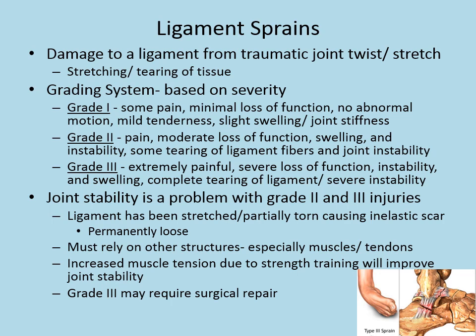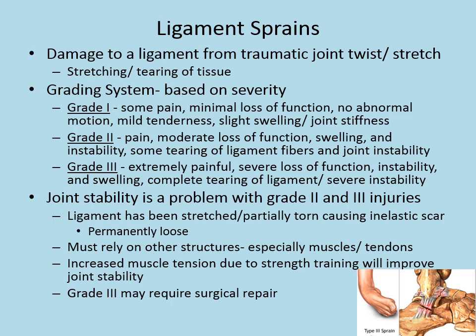Another more common type of joint injury is a ligament sprain. Usually these are more minor than a dislocation, but some very bad sprains could be about the same or worse. A ligament sprain is basically damage to a ligament. So we sprain ligaments, we strain muscles and tendons. So SP, sprain, is for ligaments. A sprain is damage to a ligament from a traumatic joint twist or overstretch, usually.